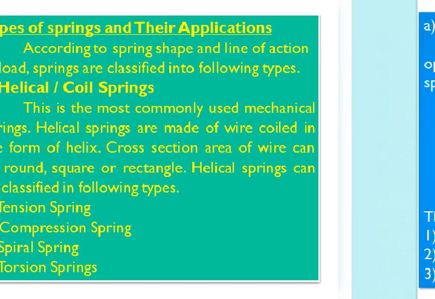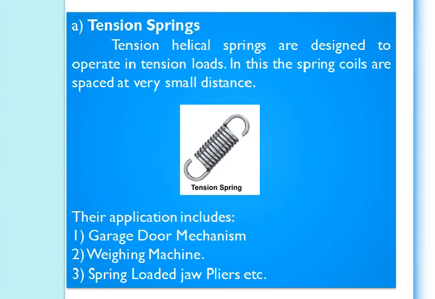The tension helical springs are designed to operate under a tensile load. In this spring, the spring coils are spaced at a very small distance, which we can call the pitch. The pitch is very, very small in the case of a tension spring, and as and when load is applied it tends to elongate. When the load is removed it comes back to its original shape. The figure given in this picture clearly describes the tension spring.